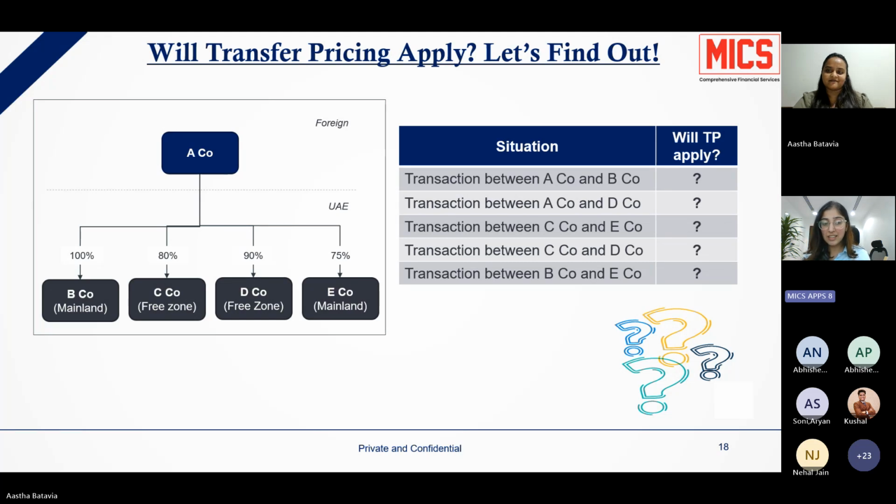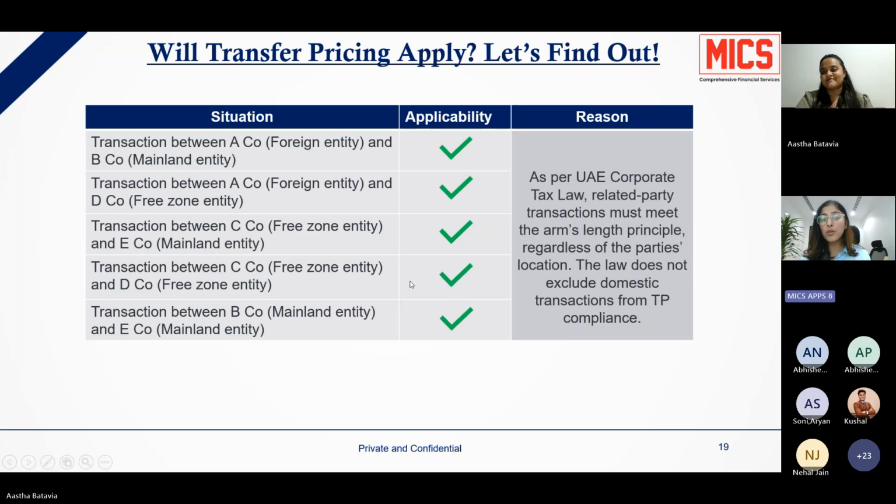And last case, which is very peculiar and which is a myth, between BECO and ECO, two mainland entities. When I'm dealing with two mainland entities, my BECO is also subject to 9%, my ECO is also subject to 9%. And why do I have to do transfer pricing? You have to do transfer pricing because the transfer pricing law of UAE clearly states that transfer pricing is also applicable to domestic transactions. So, as per UAE corporate tax law, related party transactions must meet the arm's length principle regardless of party's location. And the law does not exclude domestic transactions from TP compliance.